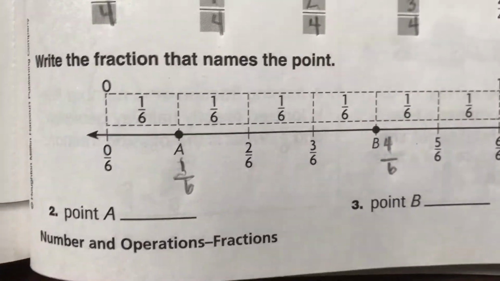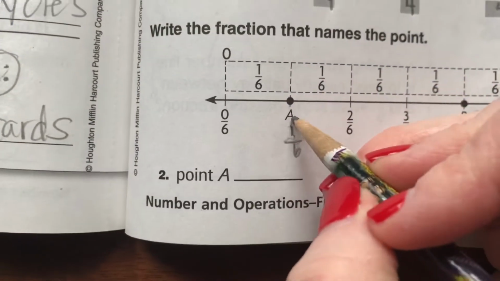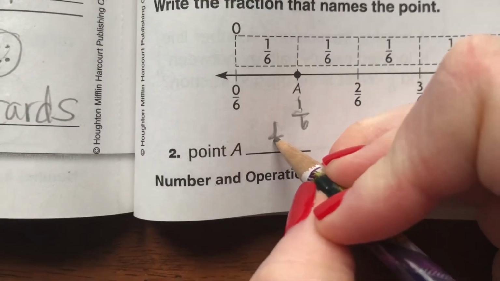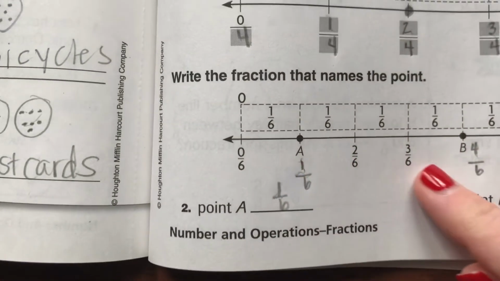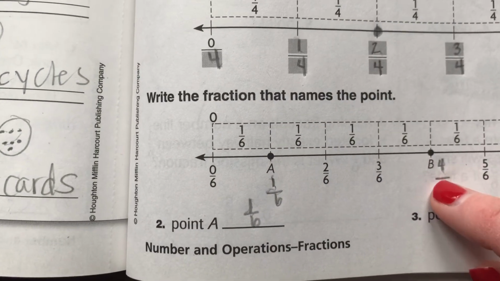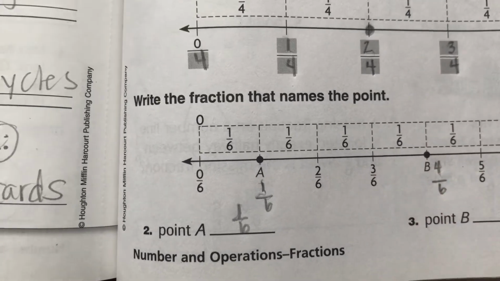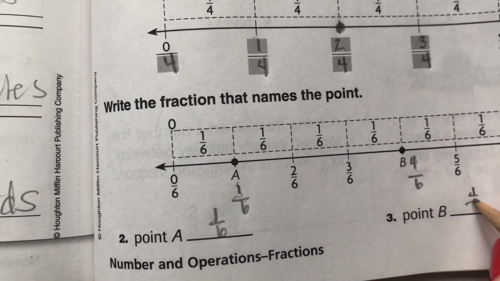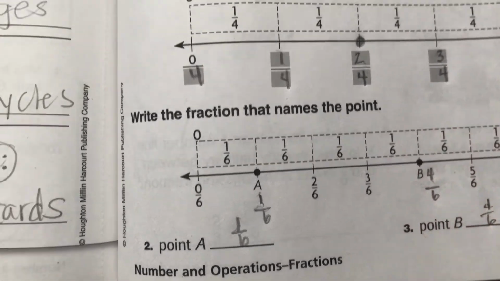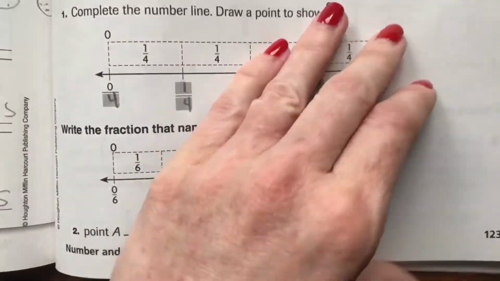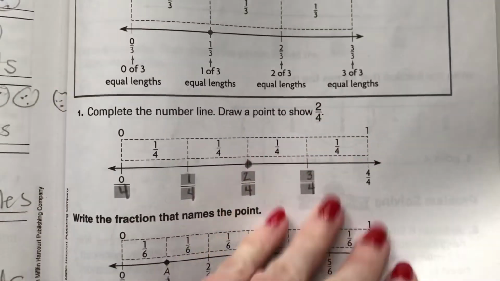So my point for A is 1/6. And then my point for B, my fraction would be 4/6. Okay, let's take a look at the next page.